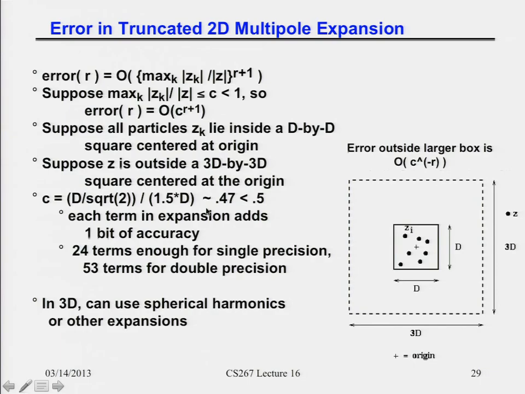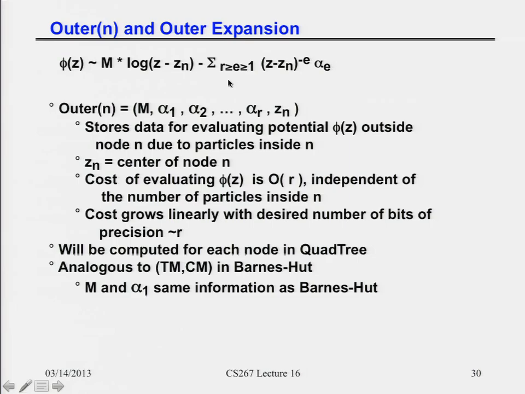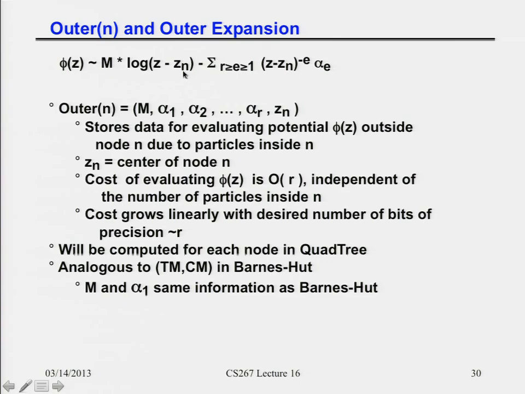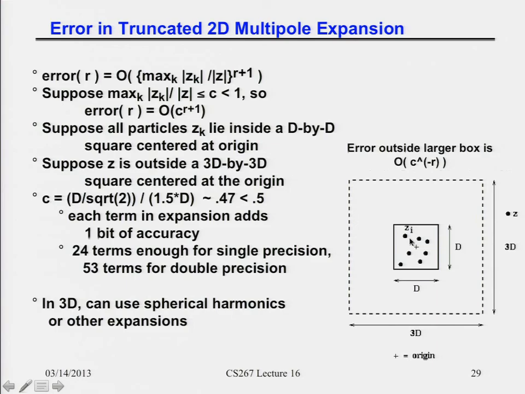Okay. So finally, this is my expansion. I've truncated it. I have the mass. I have the center of mass. And then I'm expanding this around the center of mass of that node. There's the particle that I'm evaluating it at. I'm expanding it around the center of the node, that little x. And so Zn is the center of that little box, and there's my expansion. And I'm going to call that an outer expansion because it's valid when you're outside the dotted line. When you're outside the box, it's the expansion due to everybody inside that box. So I'm going to call that outer.